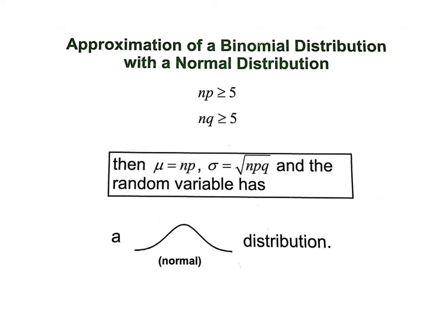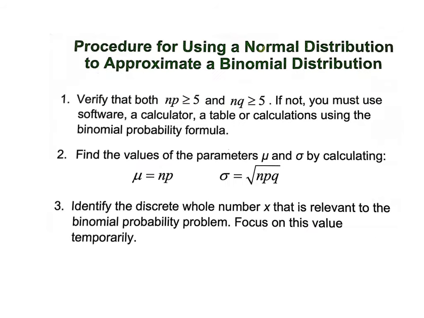Okay, approximation, a quick summary slide here. N times p must be greater than 5. N times q must be greater than or equal to 5. If that's the case, that's how we're going to find our mean. That's how we're going to find our standard deviation. And it has a normal distribution. And you know what that looks like.